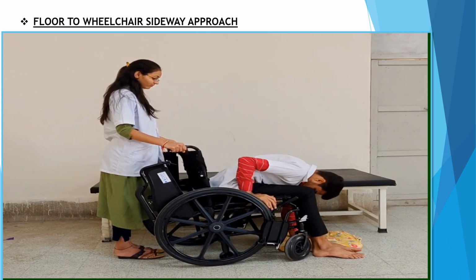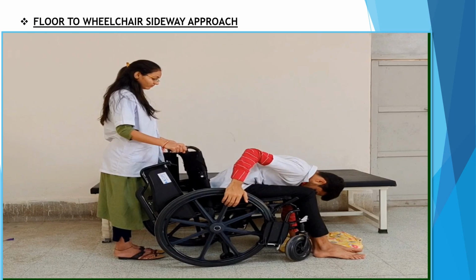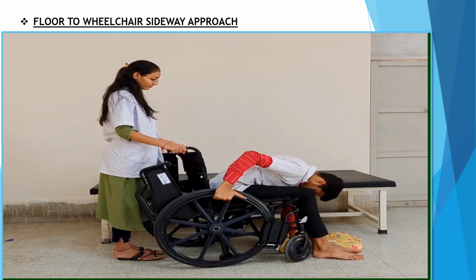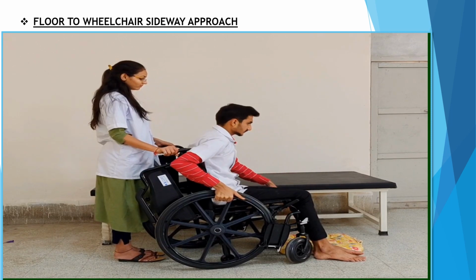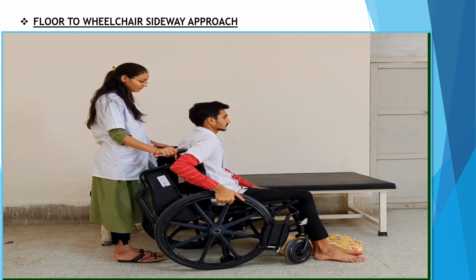Step 5. Moving into an upright position. The right hand holds onto the wheelchair and pulls the body into an upright position. The left hand is moved up from the ground.